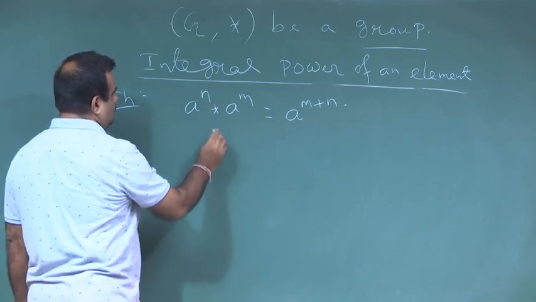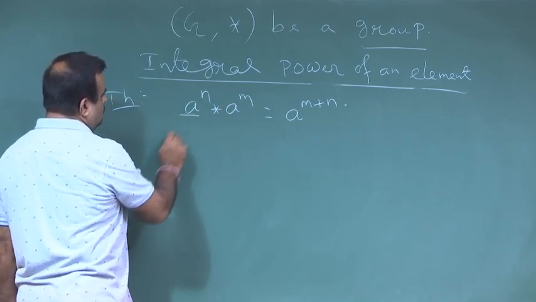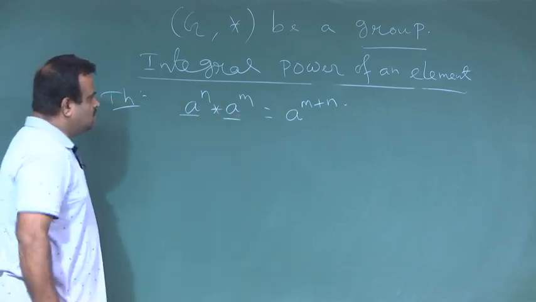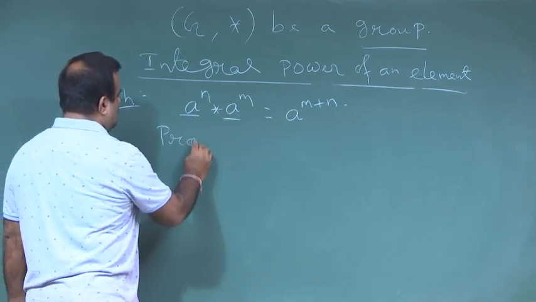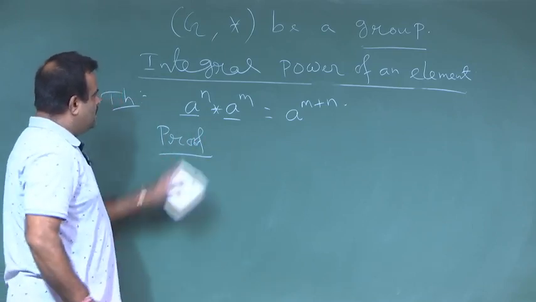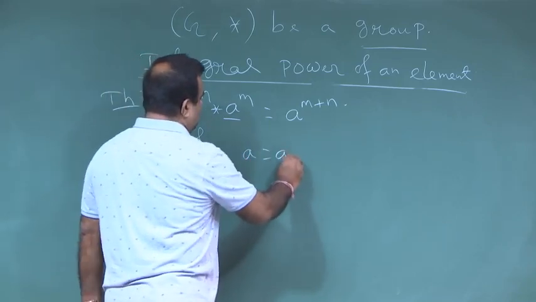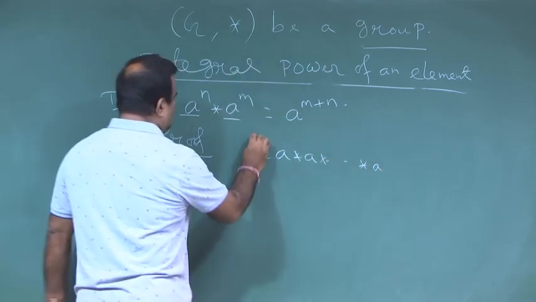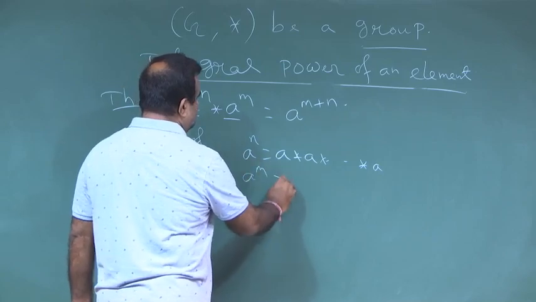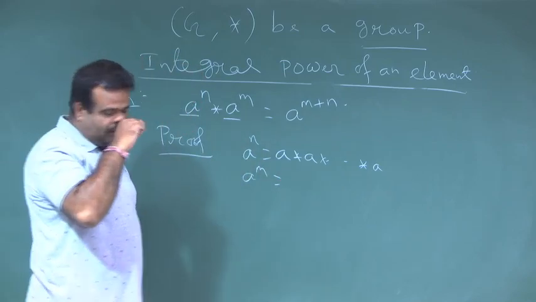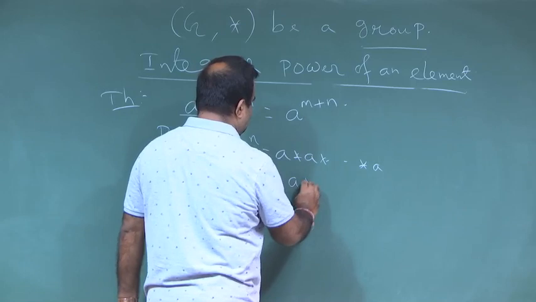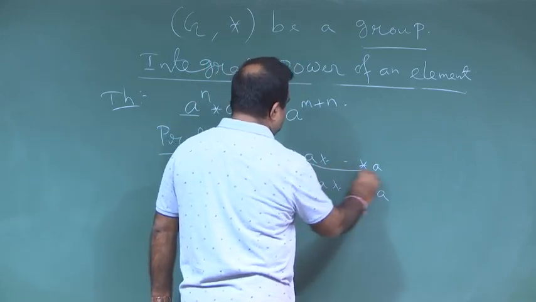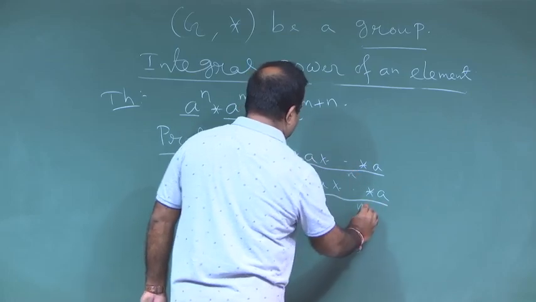Okay. This is our star. So, this is also star, this is also star, m times n times a. This is quite obvious because this a to the power n is basically a star n times, then we have a to the power m, this is also a star, this is n times and this is m times.